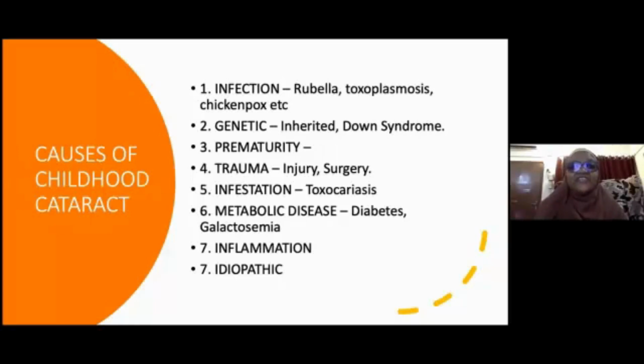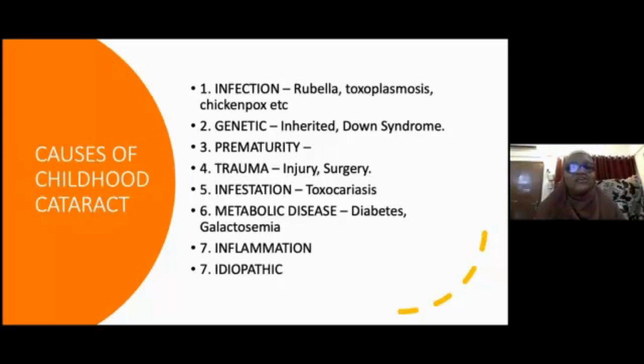Other infections, chickenpox, toxoplasmosis, these are just for you to know that an infection in the antenatal period can give rise to cataracts in a newborn. There are genetic causes of cataracts. Sometimes they are inherited. So sometimes you can have cataracts being inherited, with other members of the family, the mother or the father, having cataracts. Sometimes you find it between siblings. So these are cataracts of genetic origin.